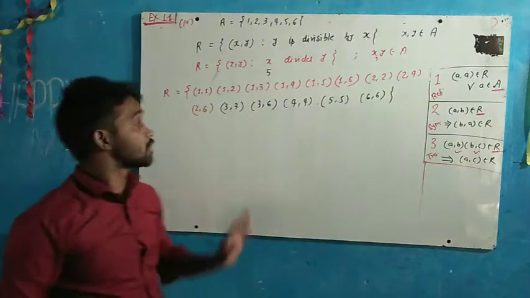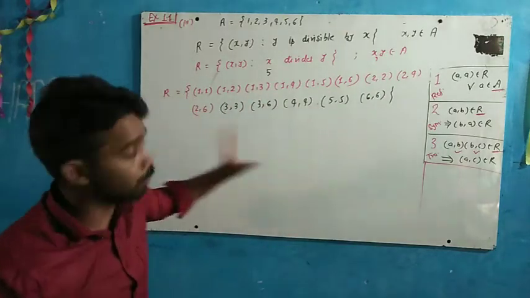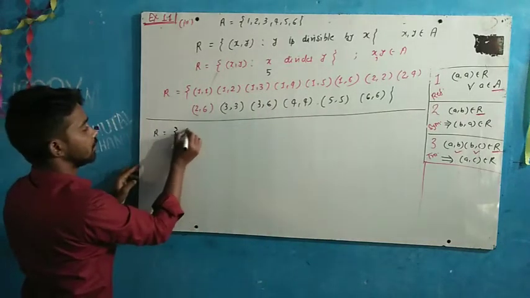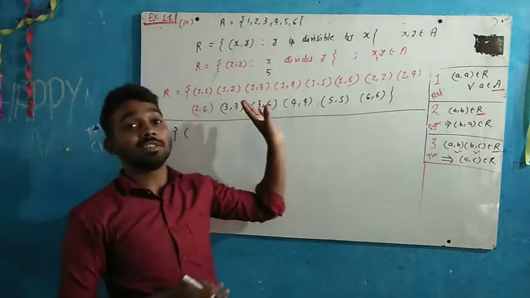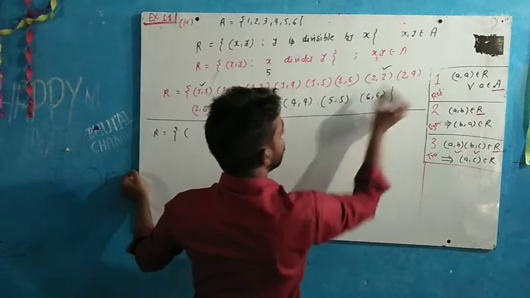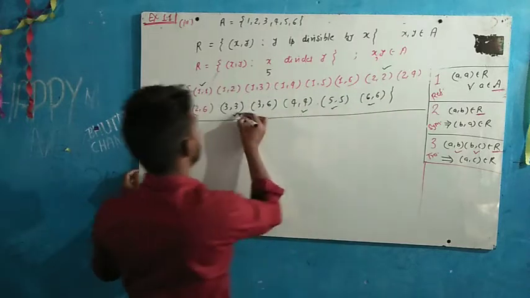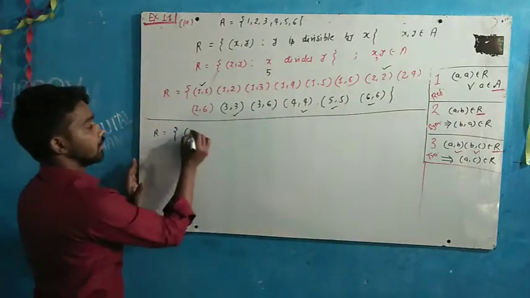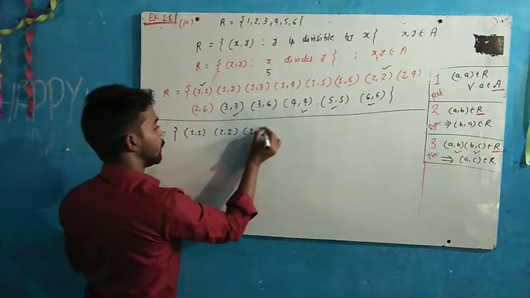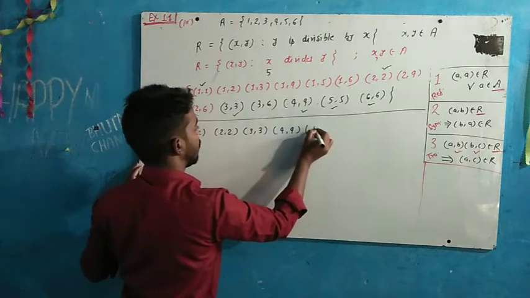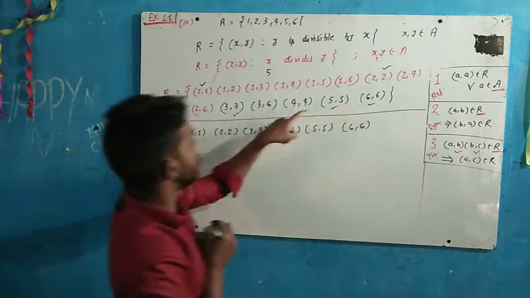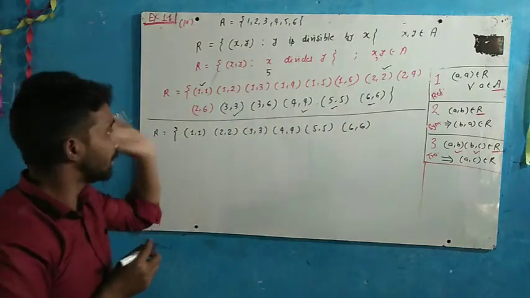Clear? Okay, so I have written R in roster form, and one more time I want to write R in the form like that. I just want to write all the doublets together. It means 1 1, 2 2, 5 5, 6 6, 4 4, 3 3. I want to write these together: 1 comma 1, 2 comma 2, 3 comma 3, 4 comma 4, 5 comma 5 and 6 comma 6. So 1 2 3 4 5 6. Clear?